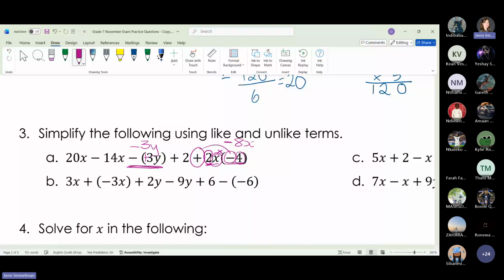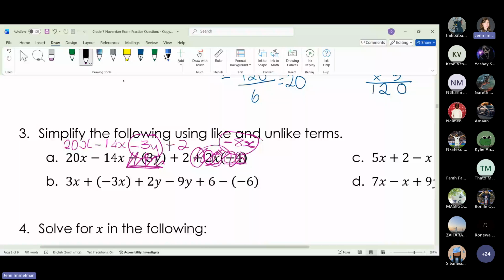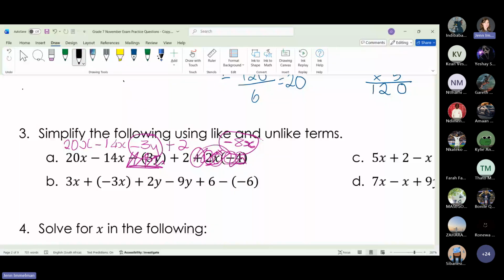So what do I have left? Now I got rid of this whole thing and I turned it into that. Got rid of this whole thing, turned it into that. I still have the 20x minus 14x minus 3y plus 2 minus 8x. This is what I have left. I'm going to write it in black at the bottom, or I'll do it up over here so you can see it nice and clearly. So this is what I had after I did my calculations.